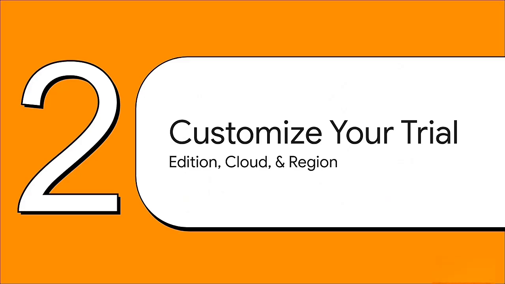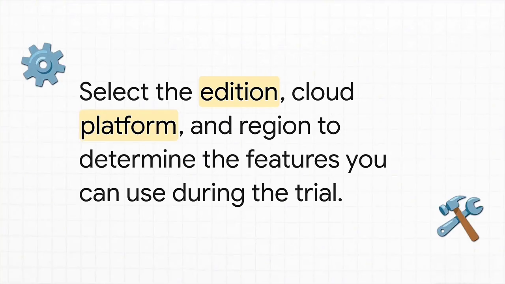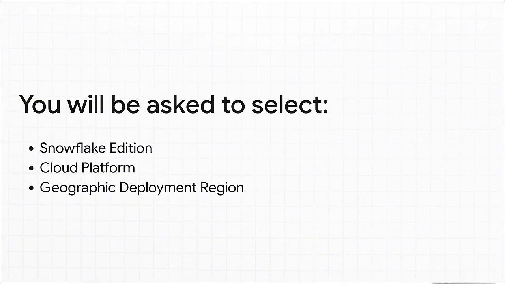All right, so once you've got those basics filled out, we get to the fun part, customizing your trial. This is where you actually get to choose how your Snowflake environment is set up. Yep, this is step 2, customizing your trial. It really just comes down to 3 key choices you have to make. So, what are those choices? Well, you're going to pick a Snowflake edition, a cloud platform provider, and a geographic region. Sounds a bit technical, but don't worry, it's easy. Let's break them down, starting with the edition.